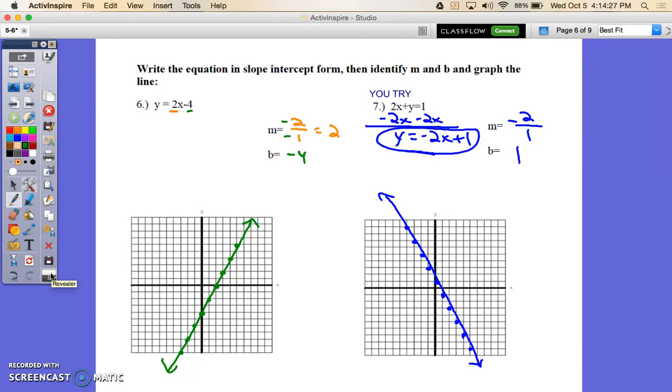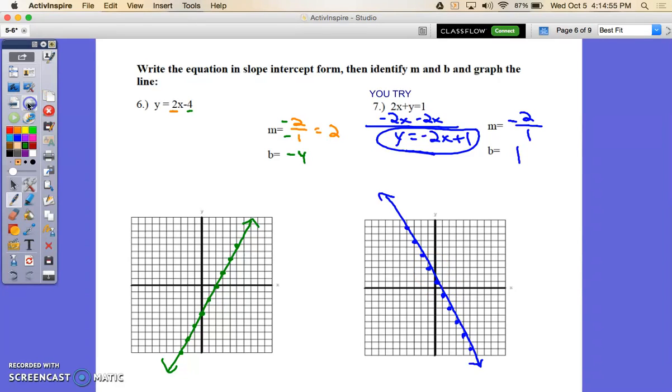I went ahead and did this for you, and if you notice, I subtracted 2x from both sides. Subtract 2x, subtract 2x. Y equals negative 2x plus 1. My slope is negative 2. My y-intercept is 1, so I went up to 1 on my y-axis. I rise negative 2, run positive 1, or rise positive 2, run negative 1, and so on.